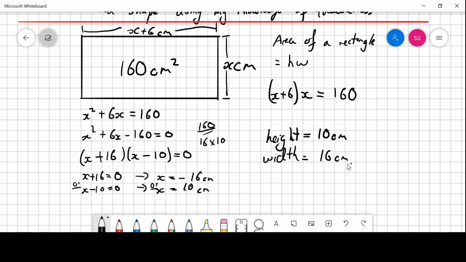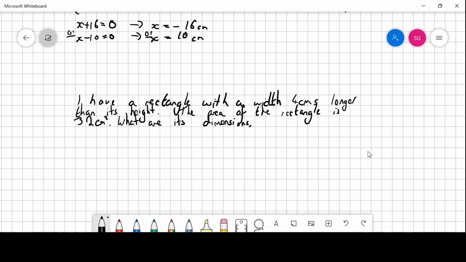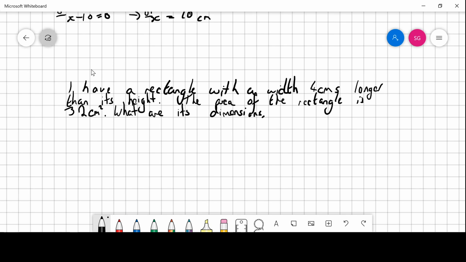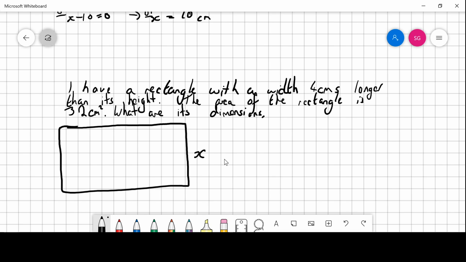Great. So let's look at one other example. That'll be very similar. The difference here is it's not going to give us the actual drawing. There we go. I have a rectangle with a width 4 centimeters longer than its height. The area of the rectangle is 32 centimeters squared. What are its dimensions? What I would do if I was given a question like this is first just draw out a quick little rectangle. It doesn't have to be flawless, it can be a scratchy little drawing. We know that the width is 4 centimeters longer than the height. So the height we're going to say is x centimeters, and the width we're going to say is x plus 4 centimeters.